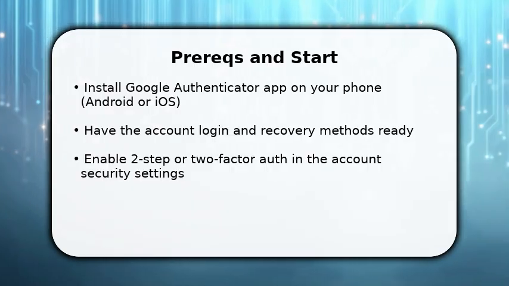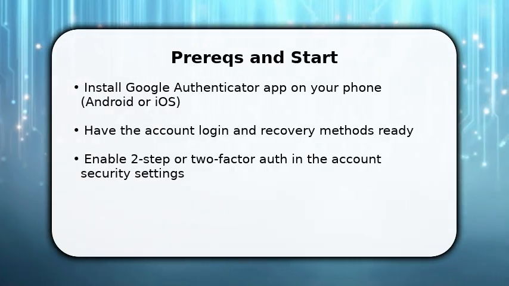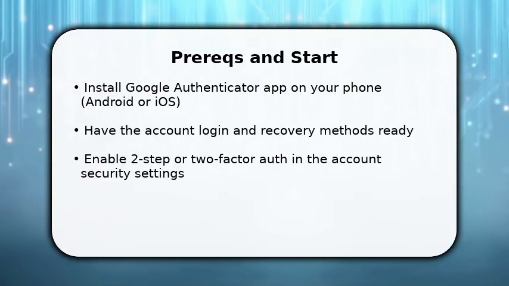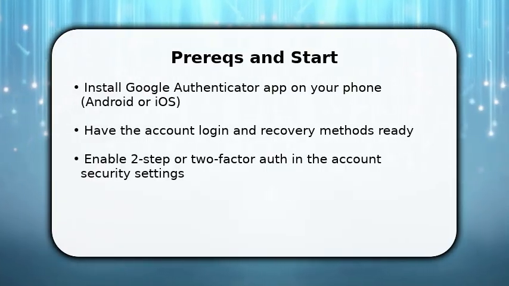You'll see a QR code or secret key. Make sure your phone has camera permission. Scanning is faster. If you cannot scan, copy the secret key exactly. Now move to the app to add a new account.